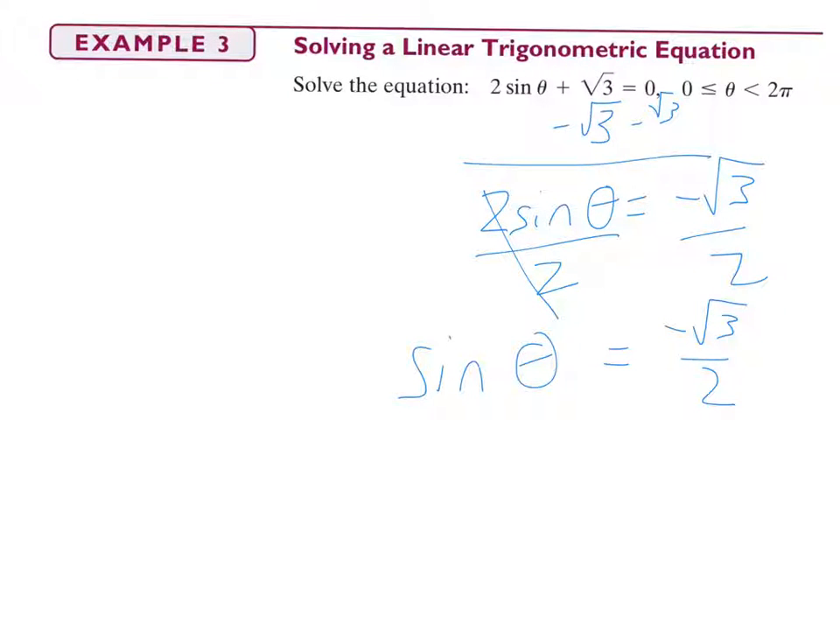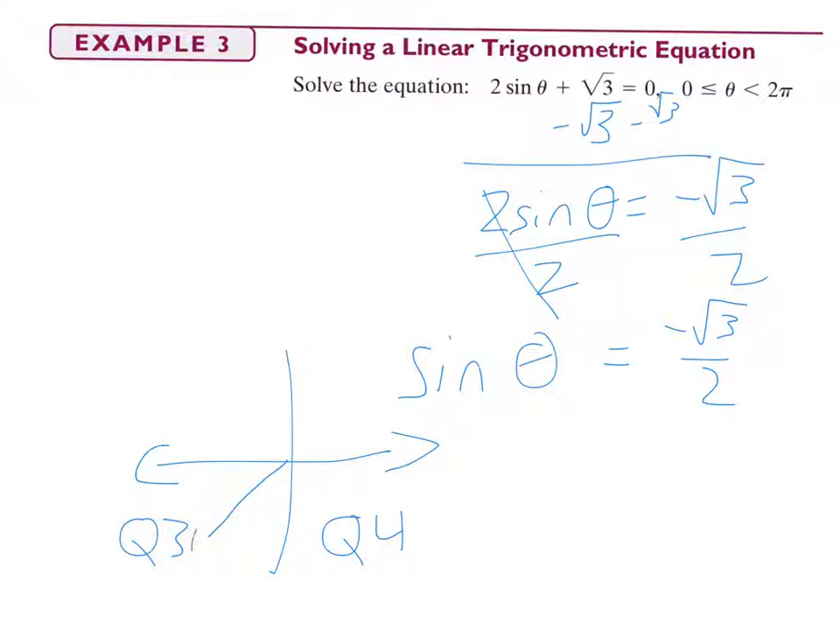So now, remember, sine is negative in the third and fourth quadrants. So the angle where sine is negative square root of 3 over 2 should be at 4 pi over 3 and 5 pi over 3. If you prefer degrees, it would have a reference angle of 60 degrees from the horizontal.